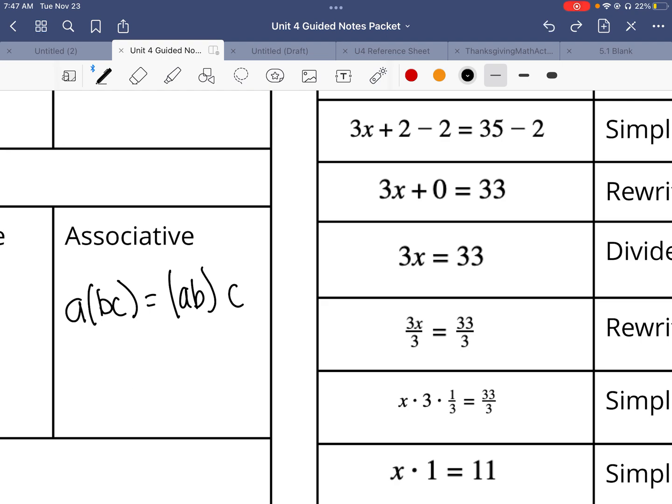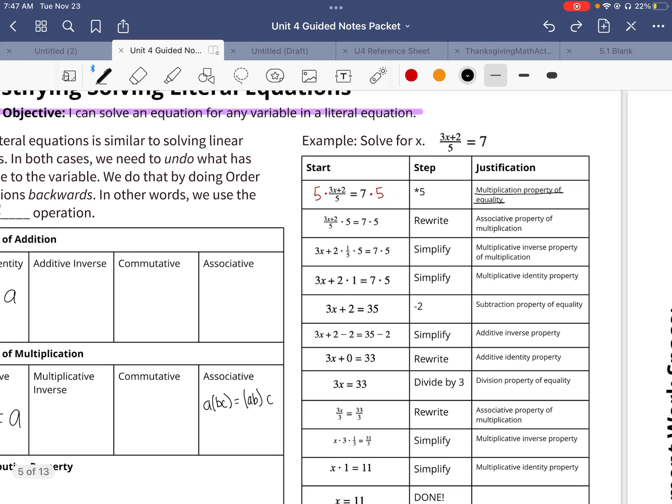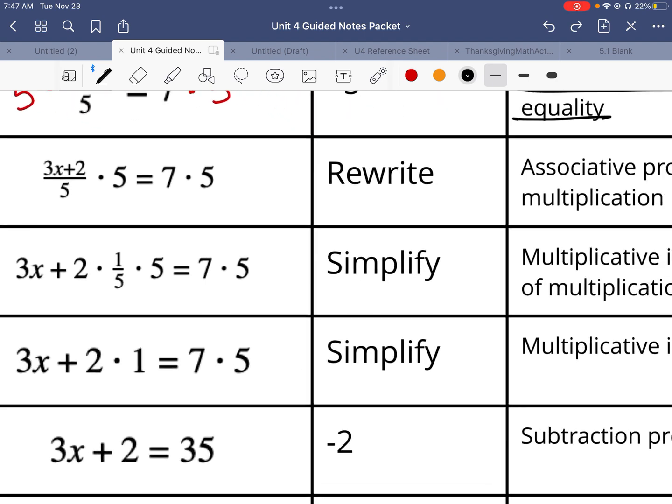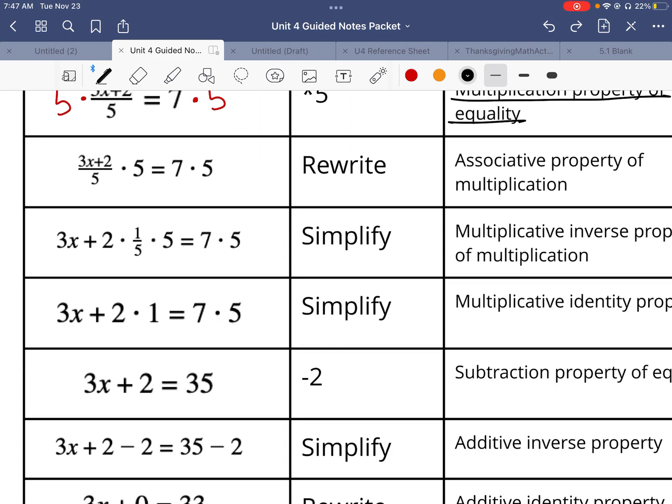So you can flip around where the parentheses are, where the multiplication is happening. The reason that this is important is dividing by 5 is the same thing as multiplying by 1/5. We've talked about that a lot in class. Dividing by 5 is the same as multiplying by 1/5.